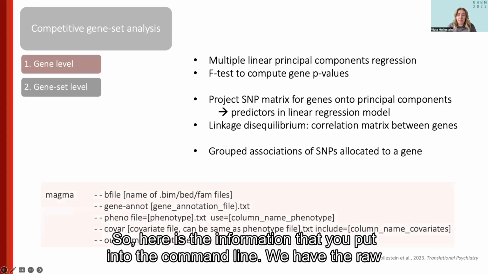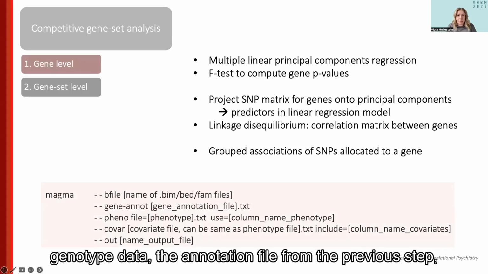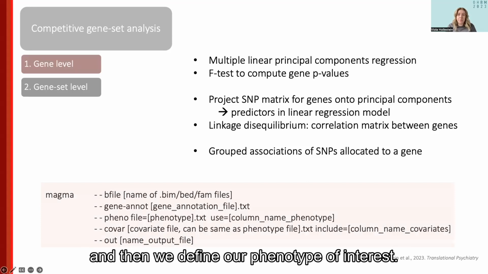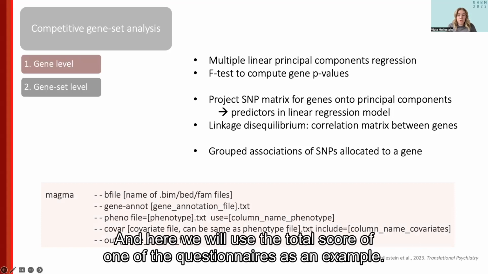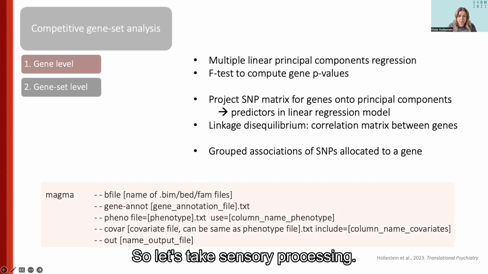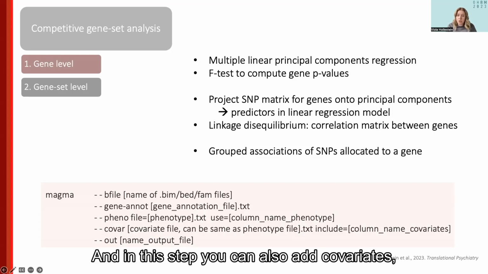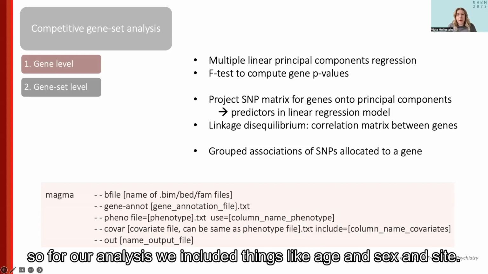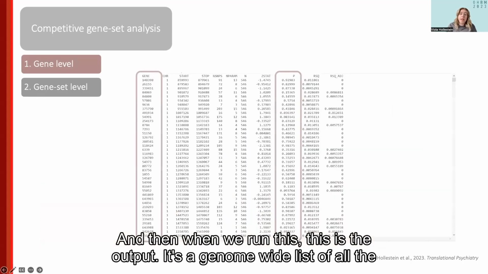So here is the information that you put into the command line. We have the raw genotype data, the annotation file from the previous step, and then we define our phenotype of interest. And here we will use the total score of one of the questionnaires as an example. So let's take sensory processing. And in this step, you can also add covariates. So for our analysis, we included things like age and sex and site. And then when we run this, this is the output.